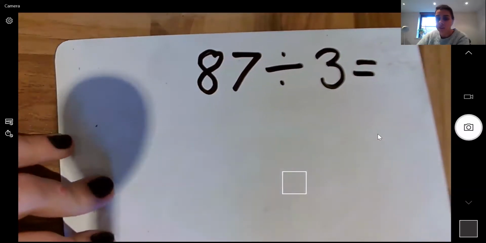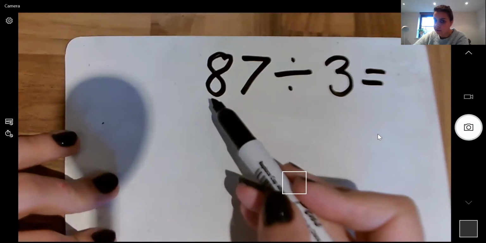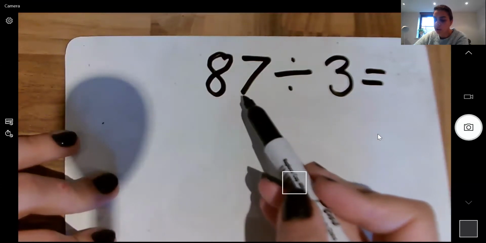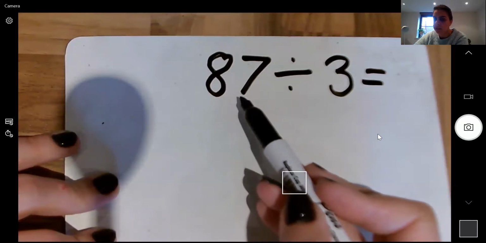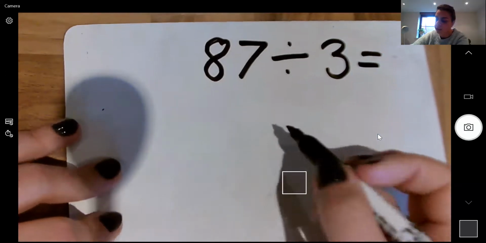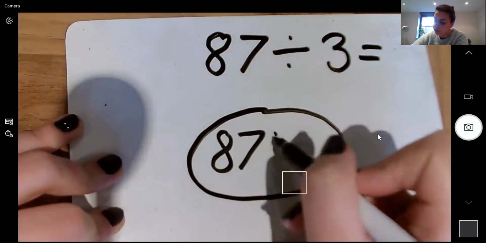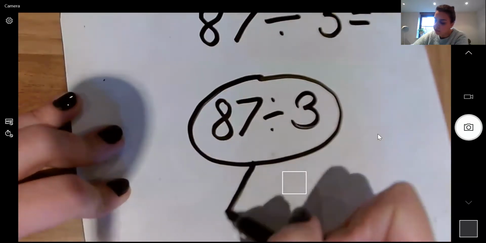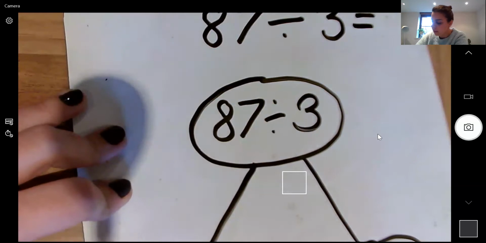Now, the reason this is trickier is because 3 doesn't go into 80. And 3 doesn't go into 7. So it's a little bit trickier. Because if I counted in my 3s, 3, 6, 9, it doesn't go into 7 very easily. So I need to partition it differently. So I'm going to draw my part whole model, which is 87 divided by 3. I'm going to split it again, like the one you've got. And again, they're both divided by 3, because that's my question.